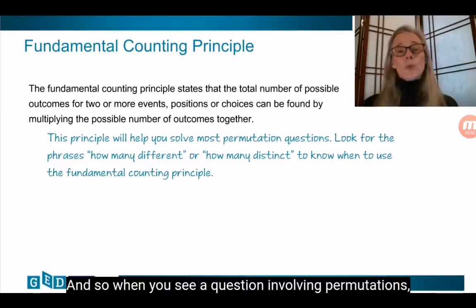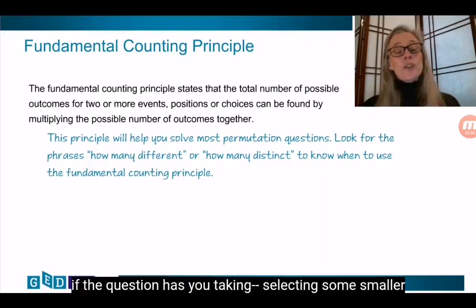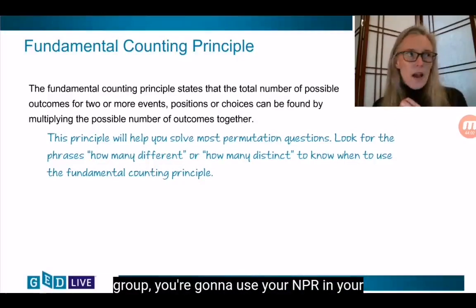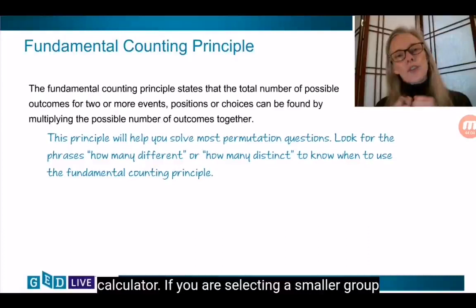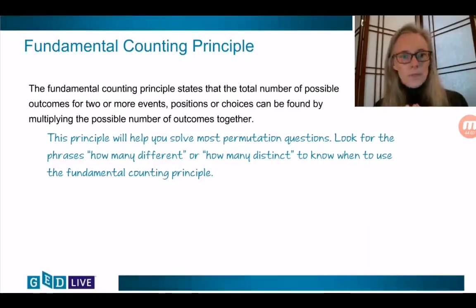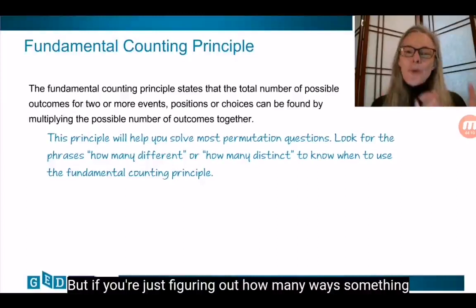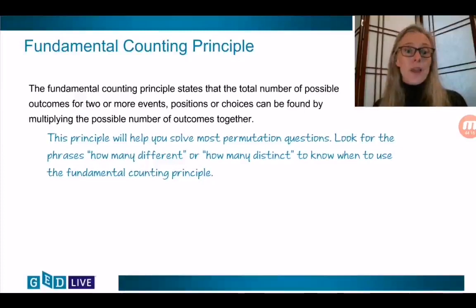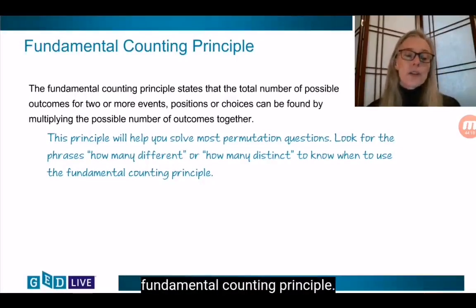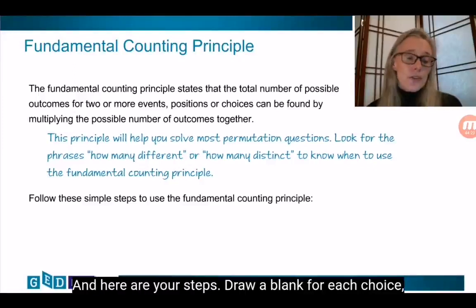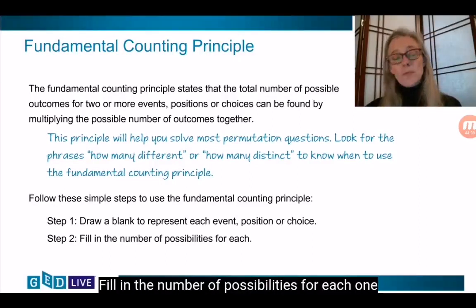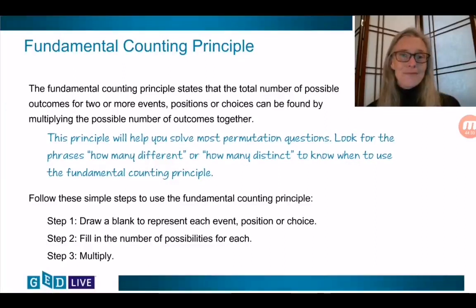And so when you see a question involving permutations, if the question has you selecting some smaller group, you're going to use your NPR in your calculator. But if you're just figuring out how many ways something can happen, how many different or distinct ways something can happen, then you're going to be using the fundamental counting principle. And here are your steps. Draw a blank for each choice, or position, or event, or whatever it might be. Fill in the number of possibilities for each one, and then just multiply them.